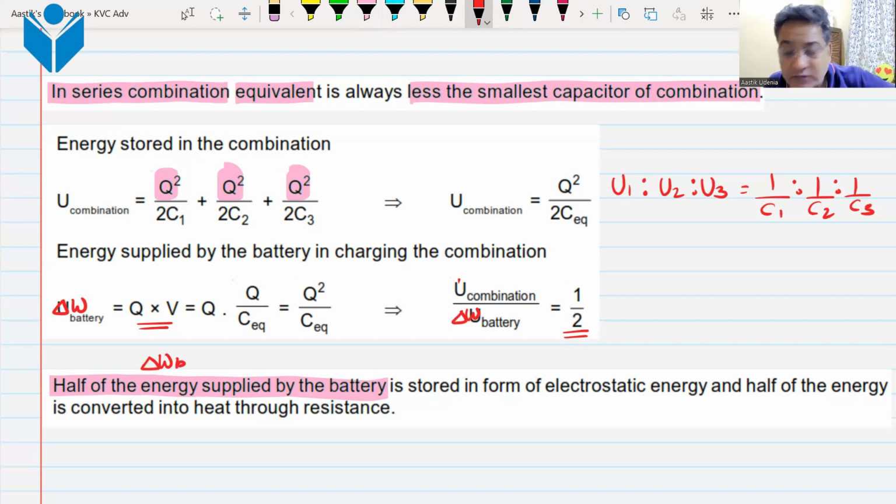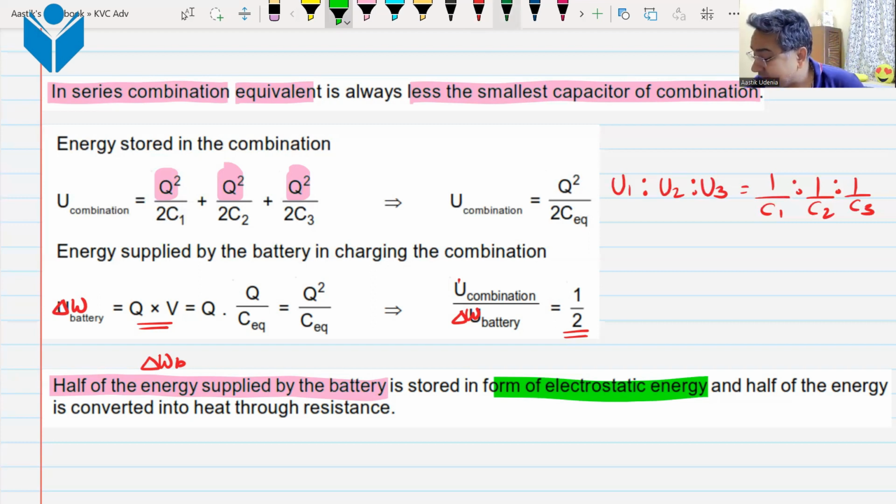Only half of the work is stored as energy. The rest half is lost in the form of heat. Do we understand this? Yes, sir. You have 2 minutes.